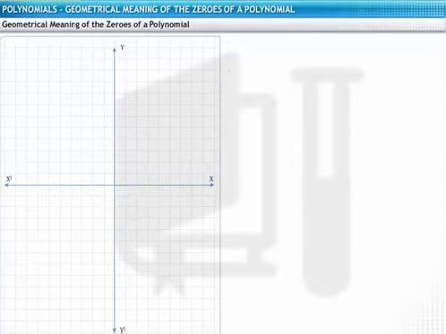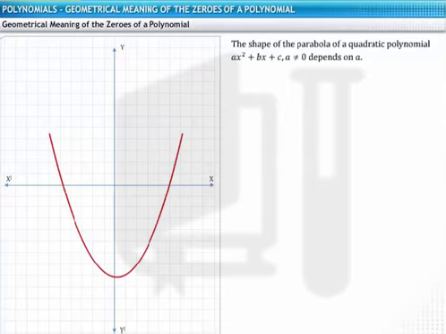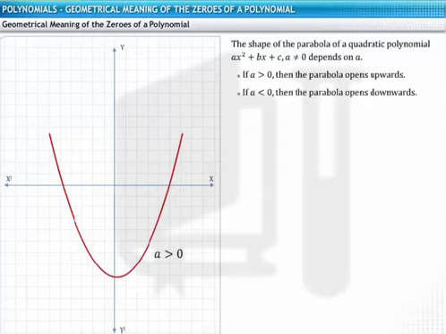In case of a quadratic polynomial, the shape of the graph is a parabola. The shape of the parabola of a quadratic polynomial depends on the coefficient of x square. If a is greater than 0, then the parabola opens upwards. If a is less than 0, then the parabola opens downwards.